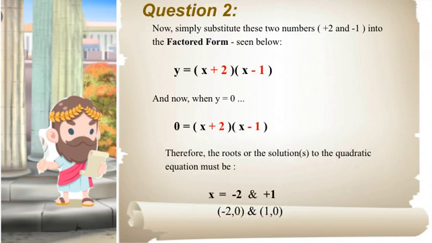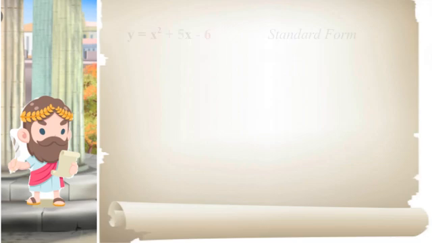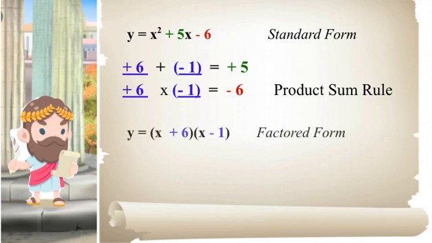Next, during our second lesson together, we solved this quadratic by finding its x-intercepts by first changing it to factored form. Again, with the product sum rule, we found two numbers that both add to +5 and multiply to -6. Then we inserted these numbers into our factored form format seen here, and revealed the x-intercepts by setting y equal to 0. And solved for x.